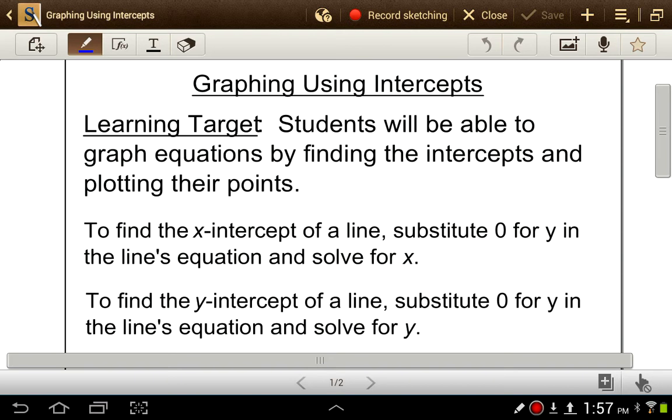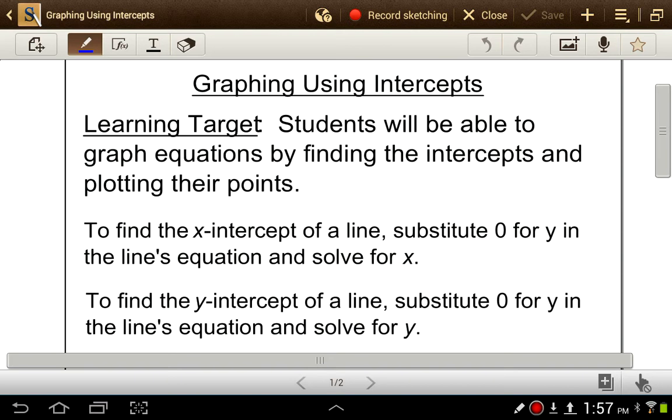Pretty simple. To find the x-intercept of a line, you substitute 0 for the y in the line's equation and solve for x. Okay? So you substitute 0 for the y in the line's equation and solve for x. Alright? You want to know what x equals, so that's why you make the y 0. Okay? You want to keep the x the number it is.